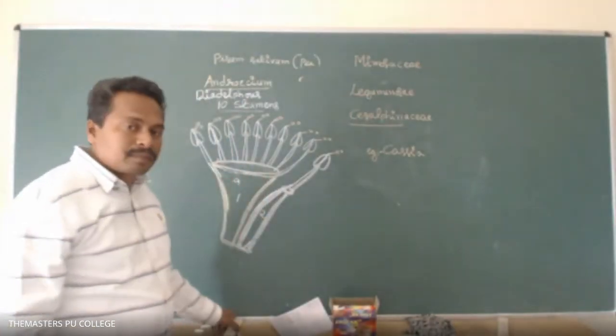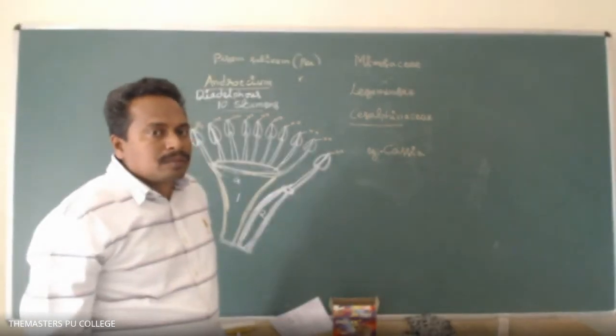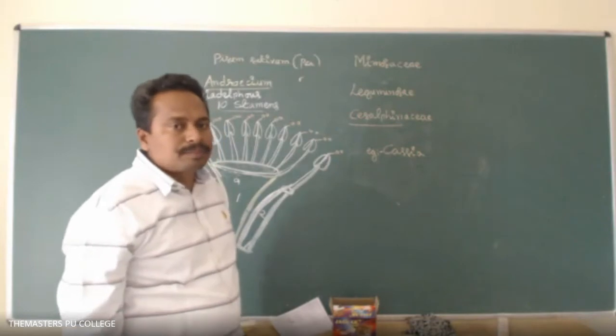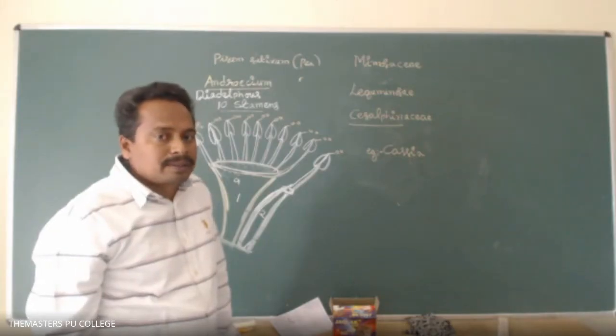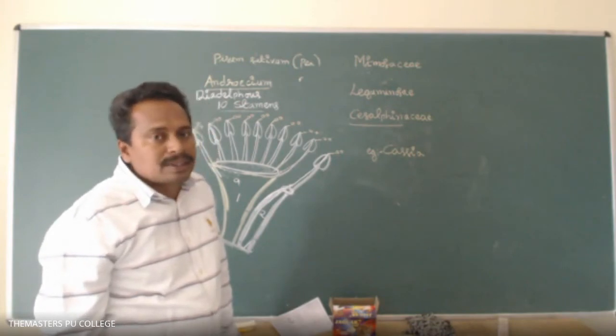Clear? Yes, sir. Caesalpiniaceae, Acacia. Sir, Mimosaceae means Mimosa pudica? Yes, that's very good, that's one example. The Mimosa pudica plant belongs to Mimosaceae.